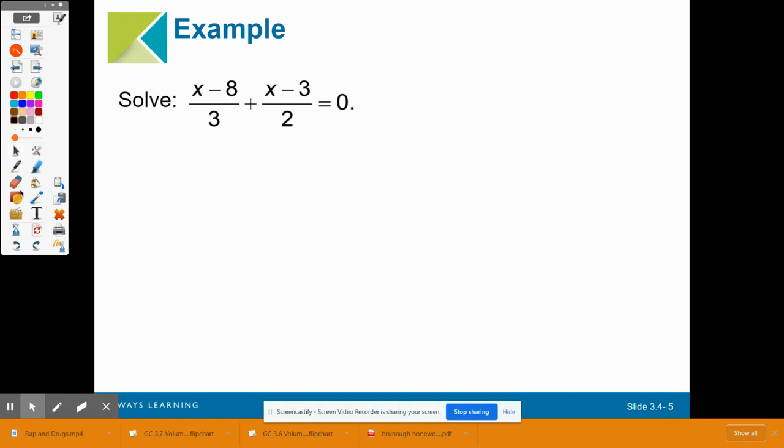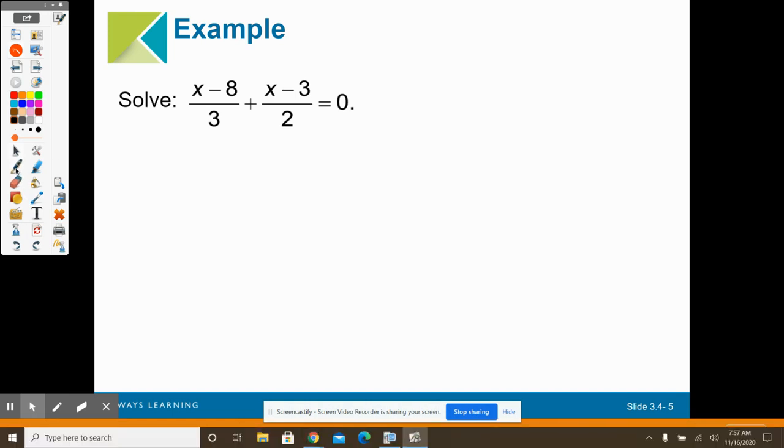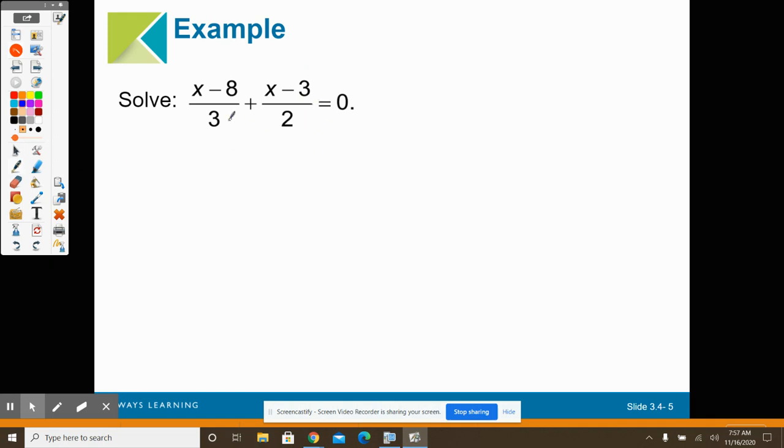Okay, how about this one? Okay, so this one's a little bit trickier. It doesn't look like there's any domain restrictions here because 3 and 2 will never turn into a 0, so this looks okay. And actually, this fraction is going to get pretty easy to get rid of because we can multiply everything by 3 to get rid of this guy and 2 to get rid of this guy. So we're just going to multiply everybody by 6.